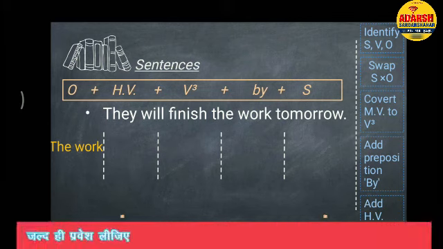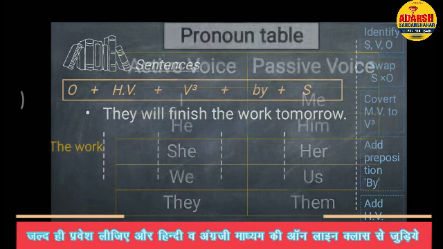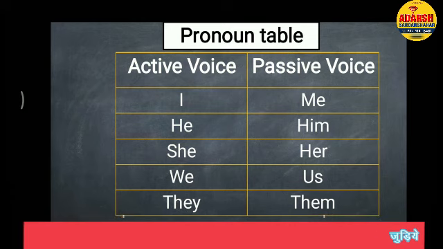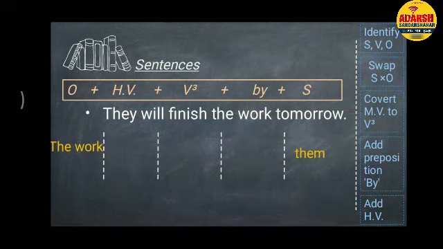But wait, I told you that our subject is a pronoun. So if you remember, if our subject is a pronoun, then the conversion will be like I as me, he as him, she as her, we as us, they as them. So here our subject is they. So it will convert to them. Okay. Now here we put them. To understand pronouns properly, see that pronoun table, or you can check my pronoun video.